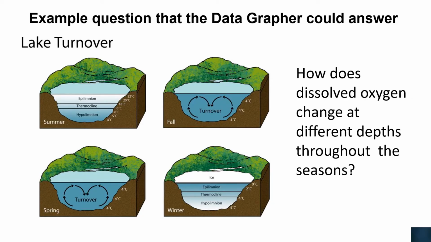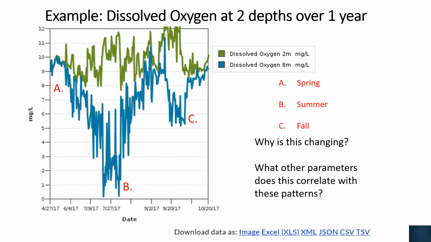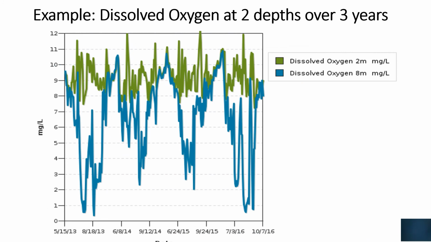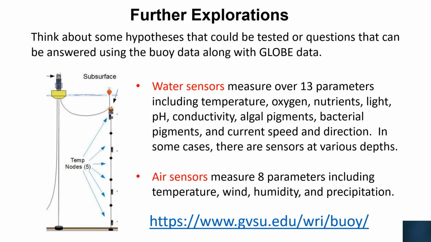Here's an example of a question that can be answered using the data grapher. How does dissolved oxygen change at different depths throughout the seasons? Here are the results from the data grapher, and you can easily see that at two different depths, 2 meters and 8 meters, there's a bit of difference in dissolved oxygen during the spring, the summer, and the fall. To see if this is a reoccurring pattern, here is the data grapher for dissolved oxygen at 2 depths over 3 years.